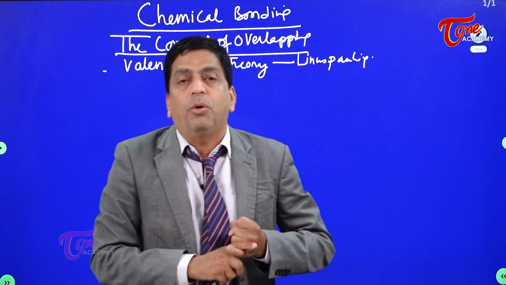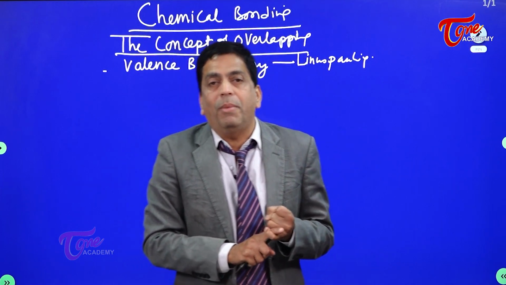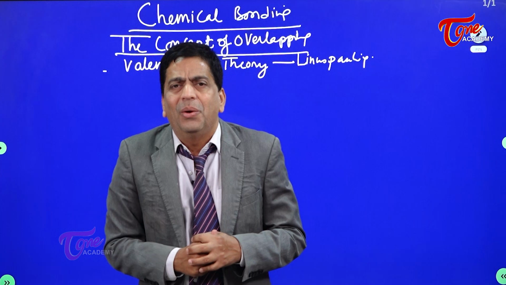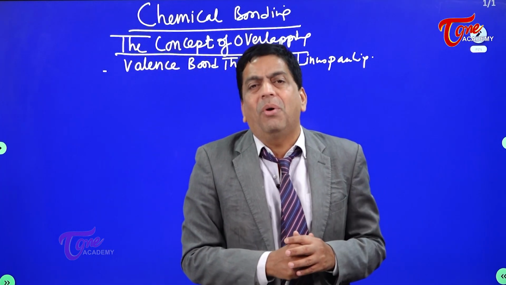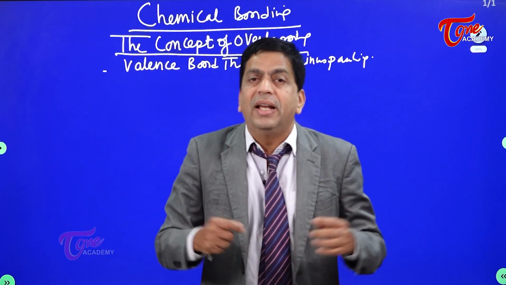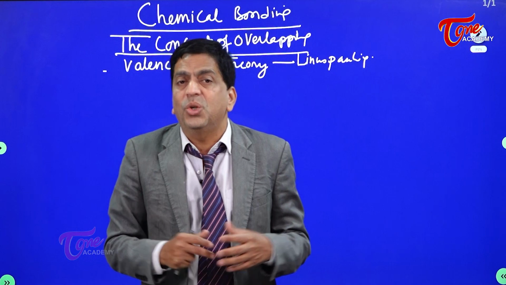So two important aspects of valence bond theory. One, a covalent bond. I want to repeat the postulates, so listen to me carefully. A covalent bond is formed by the overlapping of atomic orbitals. Why does he say this? He is insisting on that. It is the atomic orbitals which are involved in overlapping.